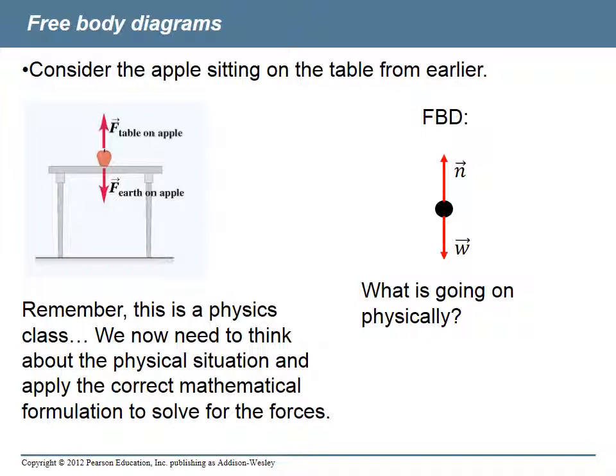Well, to say there's nothing going on is completely wrong. It's sitting there, it's not moving, it's not accelerating. So this weight right here must equal this normal force right here. There must be no net force to cause a net acceleration. So it's equilibrium conditions that are going on here. It's not moving, it's not accelerating, so it's in equilibrium. So the summation of forces is equal to 0.